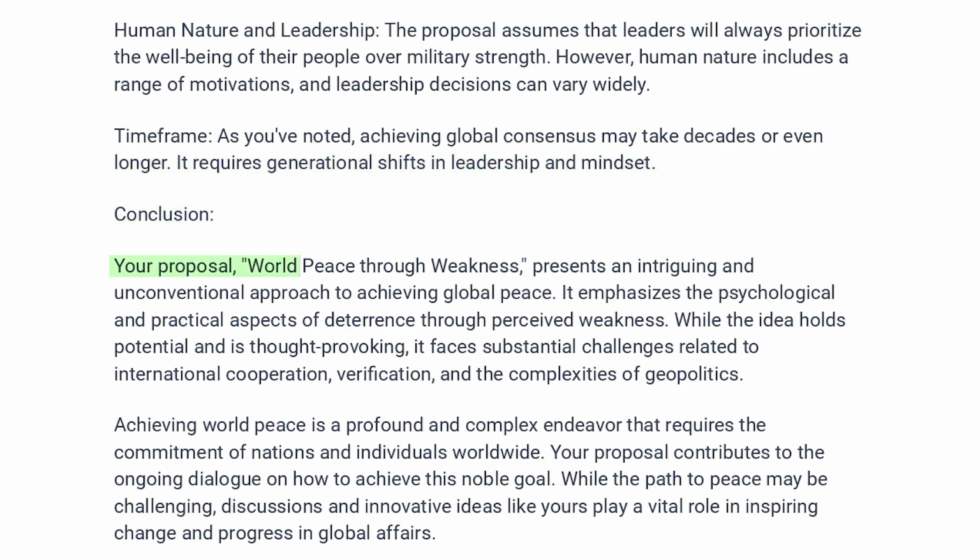Conclusion. Your proposal, World Peace Through Weakness, presents an intriguing and unconventional approach to achieving global peace. It emphasizes the psychological and practical aspects of deterrence through perceived weakness. While the idea holds potential and is thought-provoking, it faces substantial challenges related to international cooperation, verification, and the complexities of geopolitics. Achieving world peace is a profound and complex endeavor that requires the commitment of nations and individuals worldwide. Your proposal contributes to the ongoing dialogue on how to achieve this noble goal. While the path to peace may be challenging, discussions and innovative ideas like yours play a vital role in inspiring change and progress in global affairs.